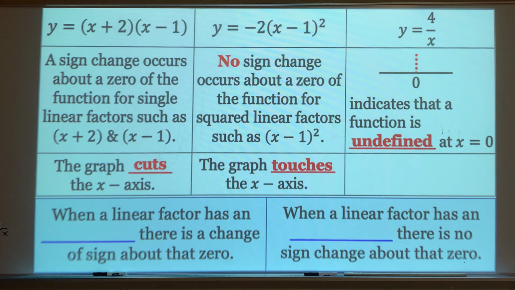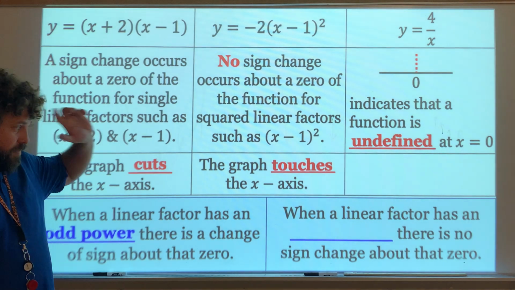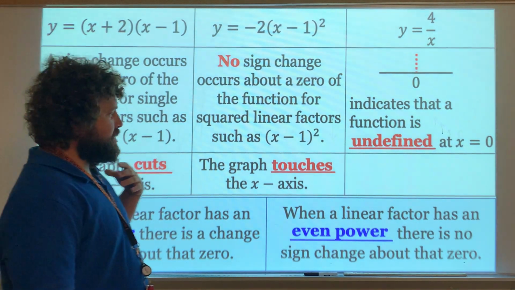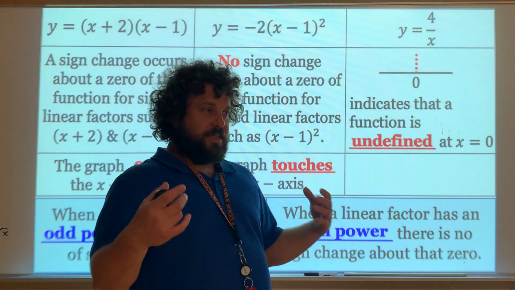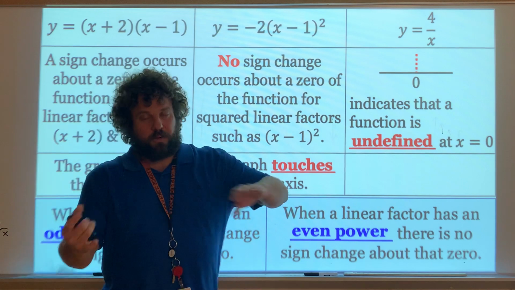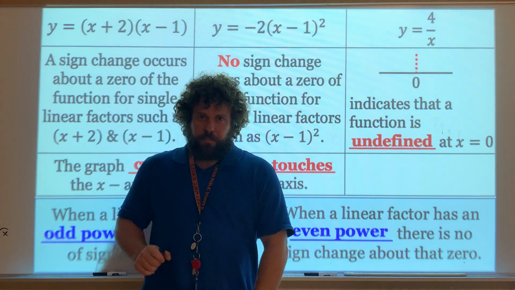When a linear factor has a blank, there is a change of sign above the 0 when it has an odd power. When it has an even power, there is no sign change, because as I said before, 2, 4, 6, 8, the even power keeps the sign the same no matter what's inside. All right, not too terrible, right?